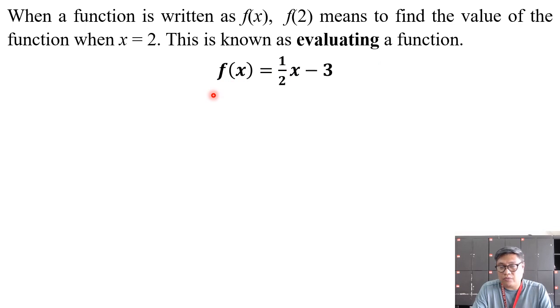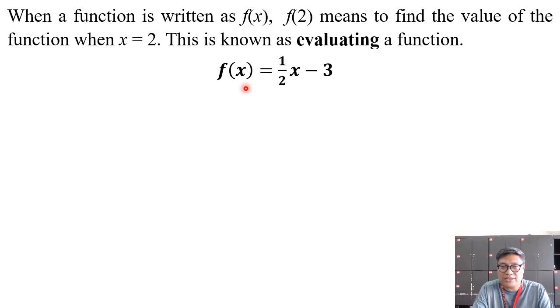Now, when we say evaluate a function, class, when a function is written as f of x, if you encounter this f of 2, this means that you're going to find the value of the function where the value of your x is equal to 2. So this is what we know as evaluating a function. So going back to our previous example, if the function is f of x equals 1 half of x minus 3, and you're going to evaluate at x equals 2, then what will be the value of your f of x?